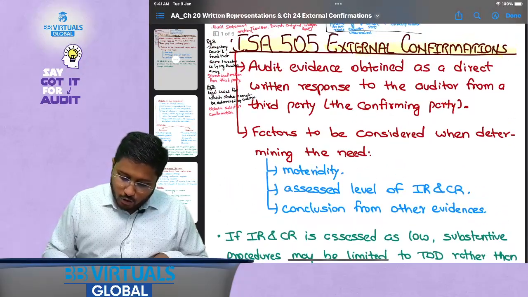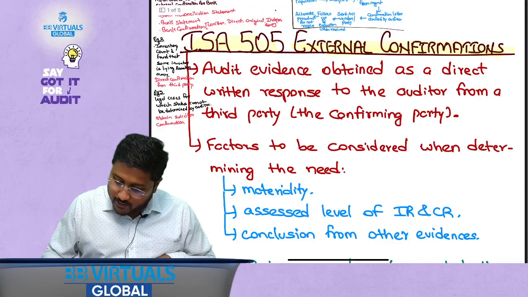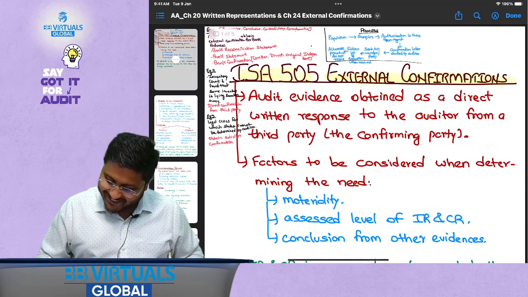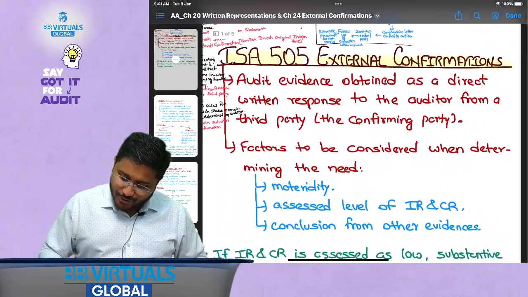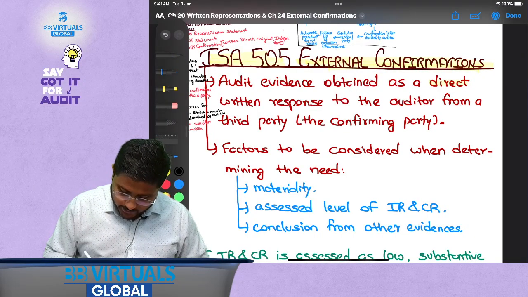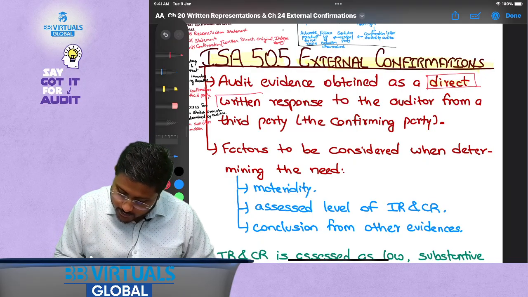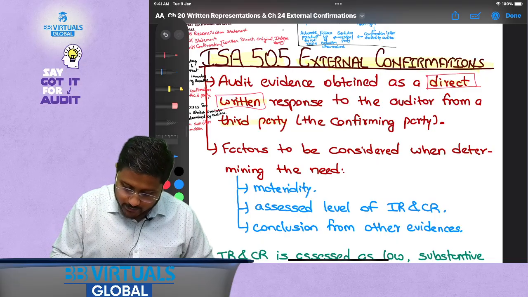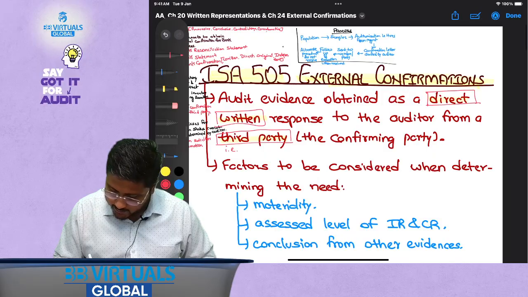Audit evidence obtained as a direct written response. We discussed this now, that is why I saved it first. Otherwise, if we had lost these three things, it would have been a big chaos, right? So audit evidence obtained as a direct, that is, it is direct, written, we have already discussed it, to the auditor from a third party, that is external and independent.